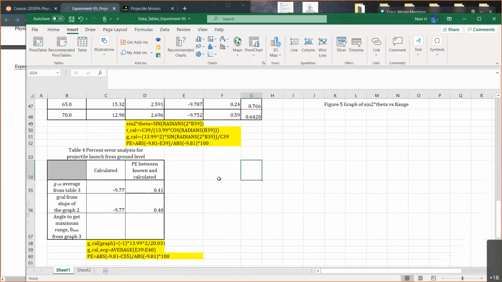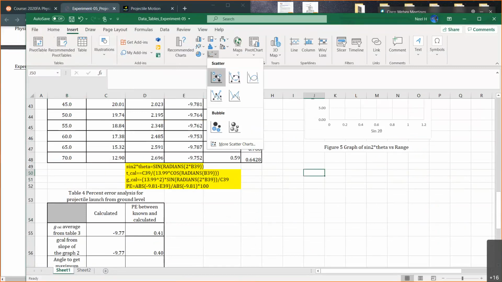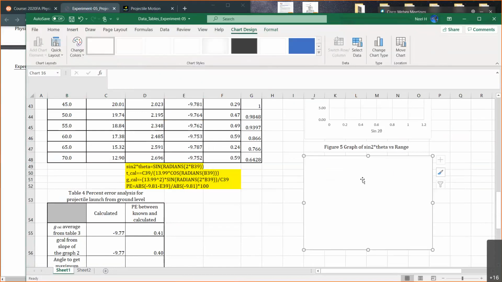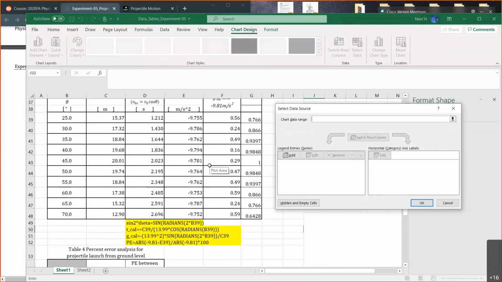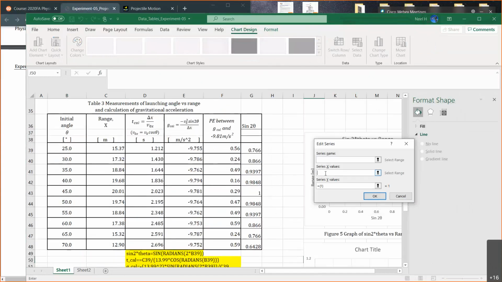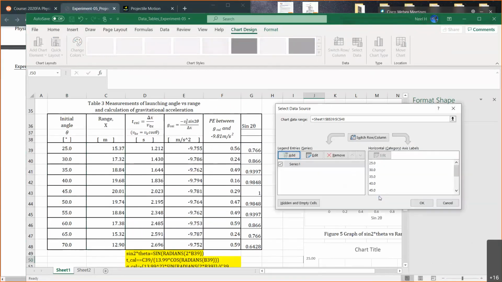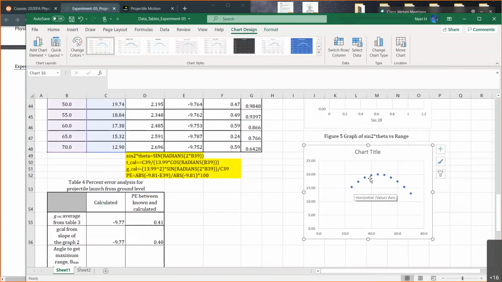I need the graph of, let's make it here, insert on the menu, and then the chart, the scatter chart. And I would like to have a graph which should be, double click on the data sheet, select data, and then I need to have add x should be just the theta, so that's going to be B cell number 39 through 48, and then y value should be the range, that C cell number 39 through 48. Click OK again. If the graph is correct, then you should see parabolic shape downward.